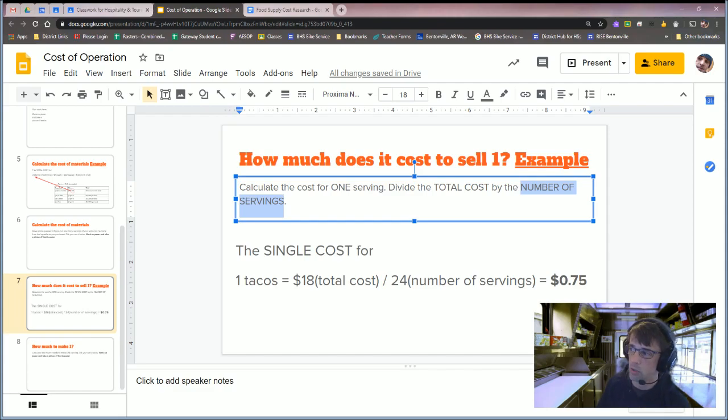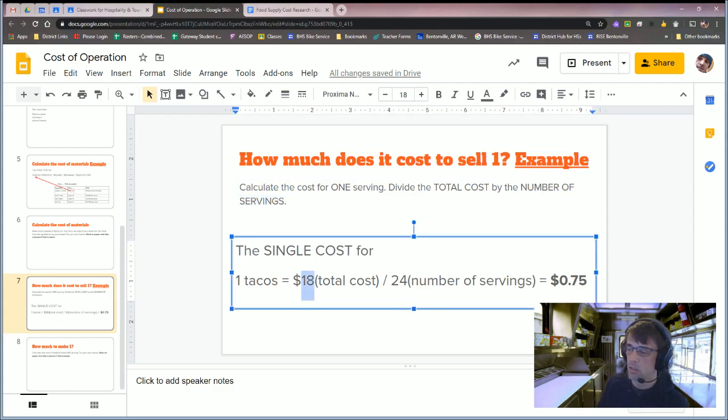So one taco is $18, the total cost for my whole batch of materials, divided by 24, the number of tacos I can make per one batch of materials. And that's going to give me 75 cents per taco. All right. So it costs me, before I can sell you a taco, I have to spend 75 cents in materials to make it. Okay. That's what we're after. How much does it cost me to make the taco before I can sell it to you? All right.